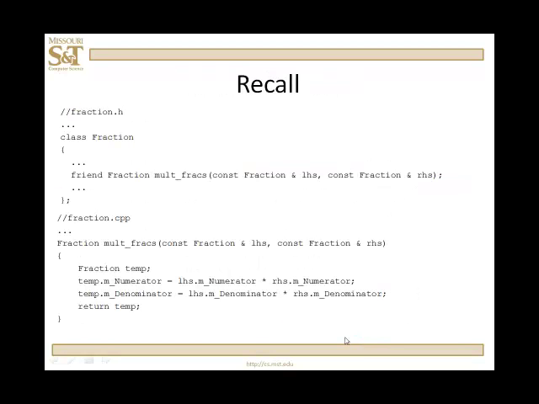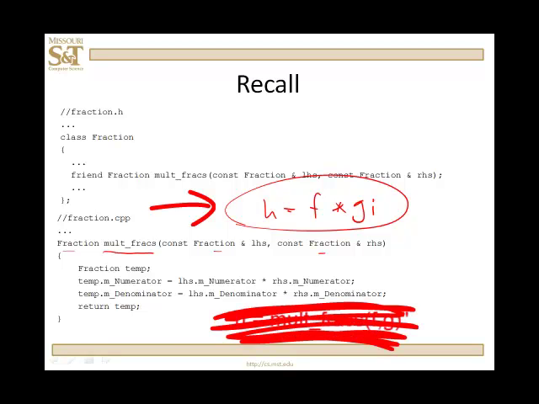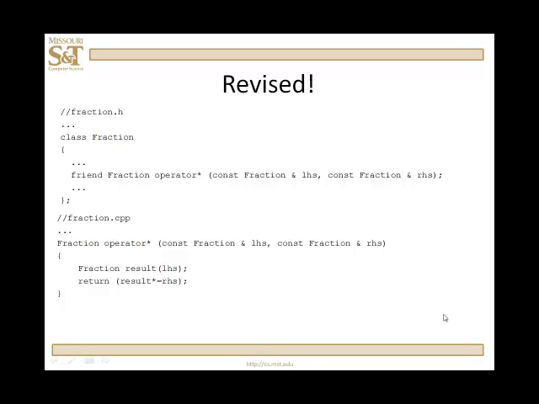So as a first example, let's recall our multfracs function. Okay, this is an absolutely horrible function. It returns a fraction and takes 2 fractions. So I'm going to do something like h is equal to multfracs, and I pass f and g to it. What I'm emulating is h is equal to f star g. And that's what I want. I want to be able to write this. This is good. This is horrible. So I'm going to overload the star operator. Let's take a look how we do it.